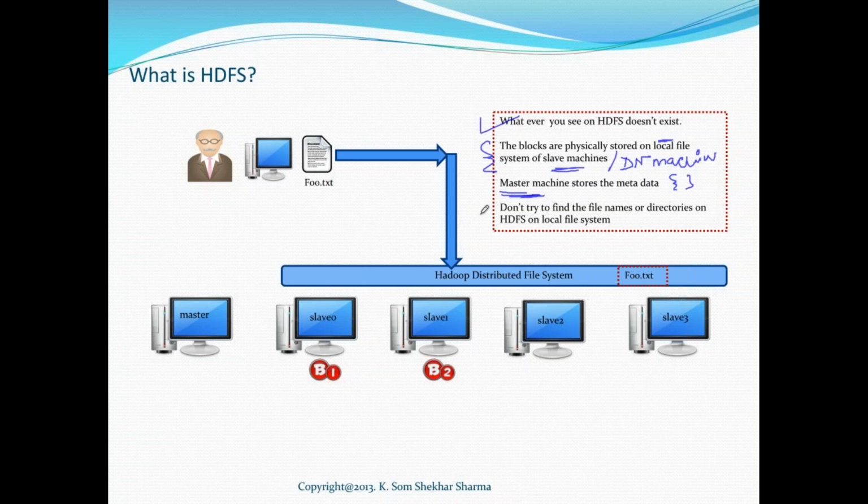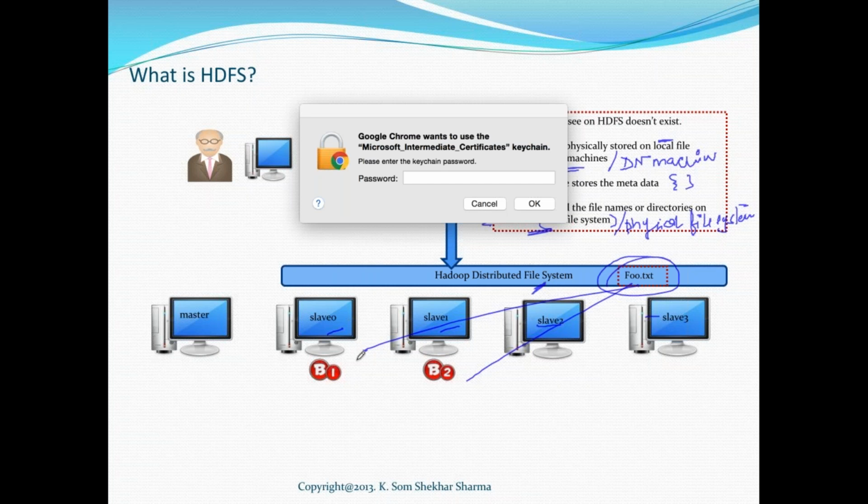And don't try to find the file names or directories which you see on the HDFS on the local file system, that is, on your physical file system. Just now I explained that only the replicas are physically stored. You should not try to find foo.txt on any of these machines, because foo.txt exists only in the virtual file system, and in the virtual file system nothing exists physically. So you should not try to find it.